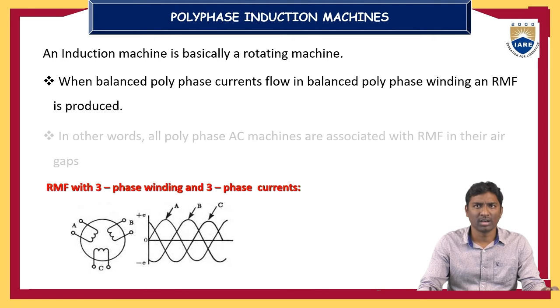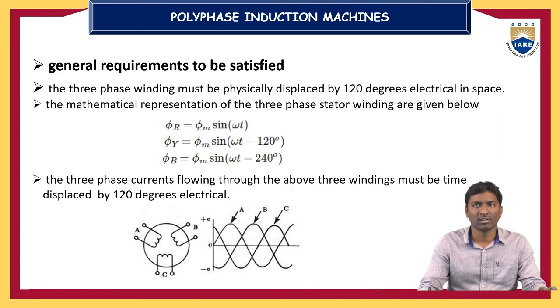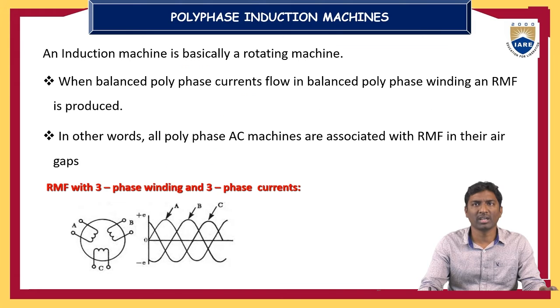produced here. In other words, all polyphase AC machines, whether synchronous machines or induction machines, single phase induction machines or three phase induction machines, we are getting the rotating magnetic field. So all these polyphase AC machines are associated with the rotating magnetic field in their air gaps. For example, I am taking here the three phase winding and the three phase currents.